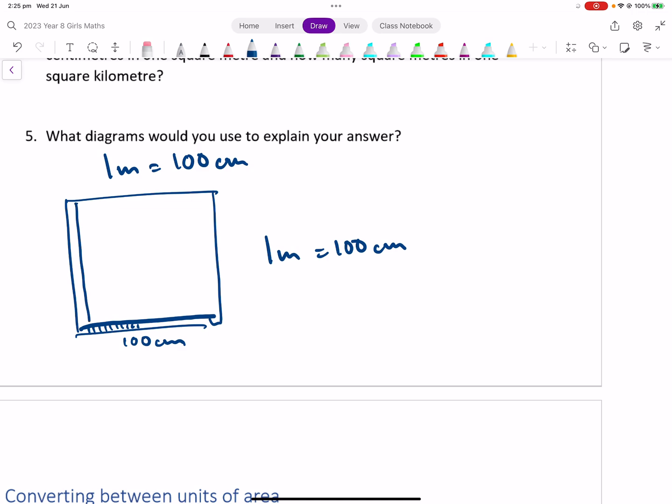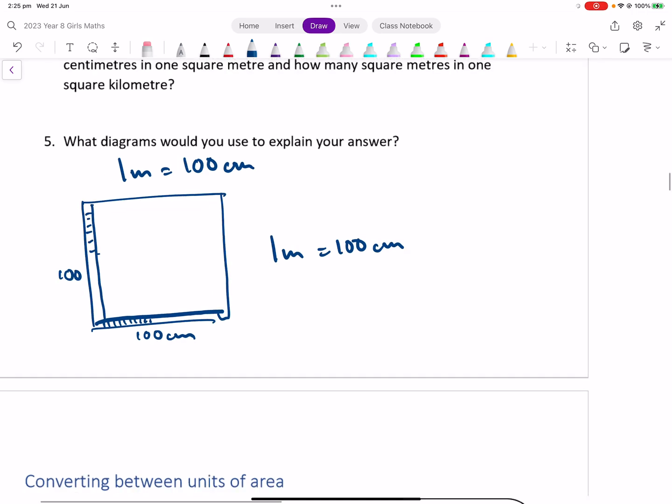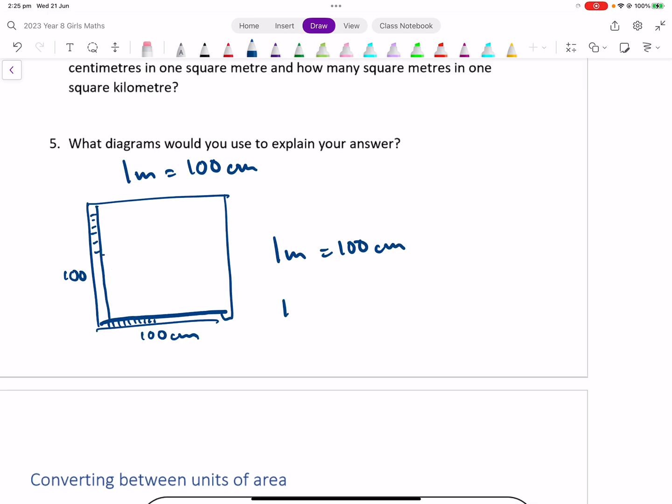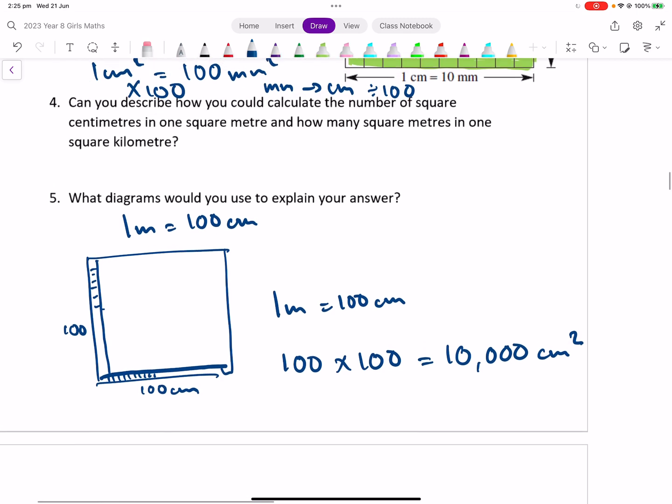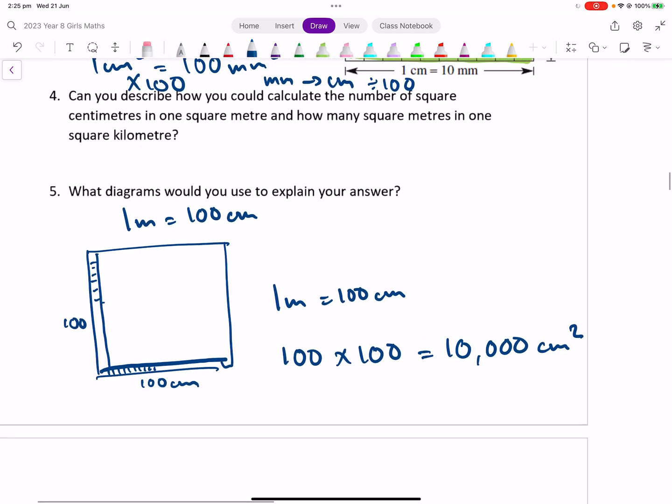I'd have 100 rows, all of which were 1 centimetre. So if I was counting the number of square centimetres in a metre, it would be 100 times 100, which equals 10,000 centimetres squared. And I reckon I could do the same thing for square metres in a kilometre.